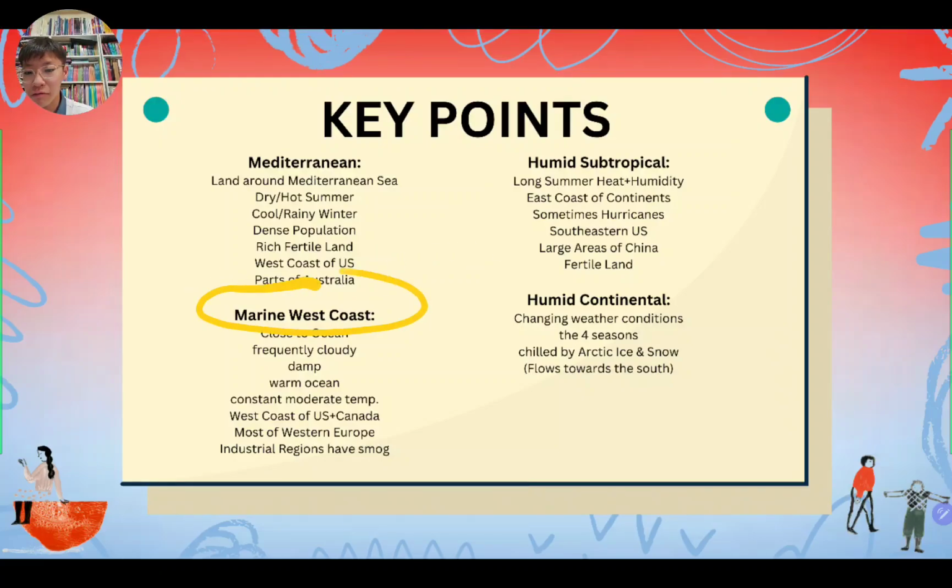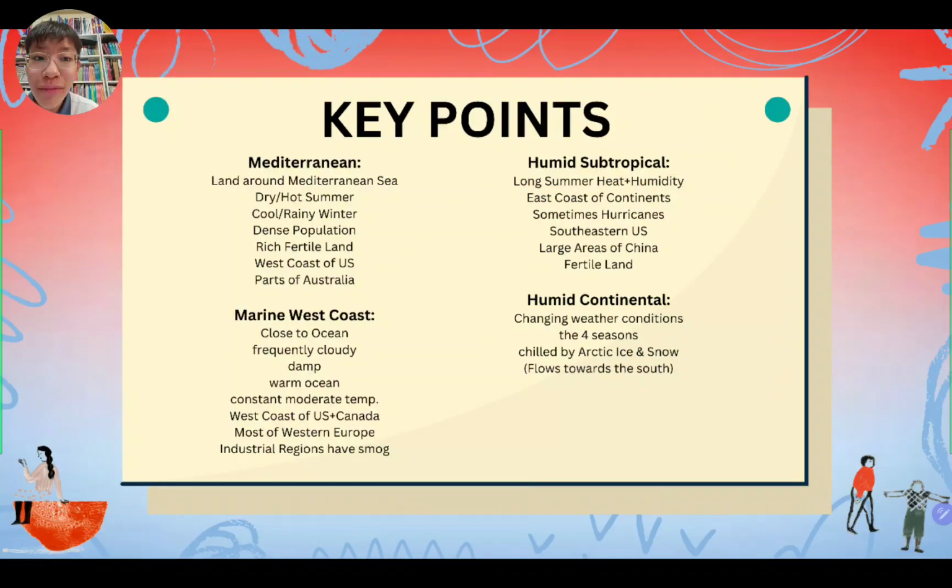Then we have the marine west coast. It's close to the ocean. It's frequently cloudy and damp because of the warm oceans. It has a constant moderate temperature and is on the west coast of the US, Canada, and most of Western Europe. But since most of those places have industrial regions, they have a lot of smog, which is bad for human health. It's like smoke, but worse.